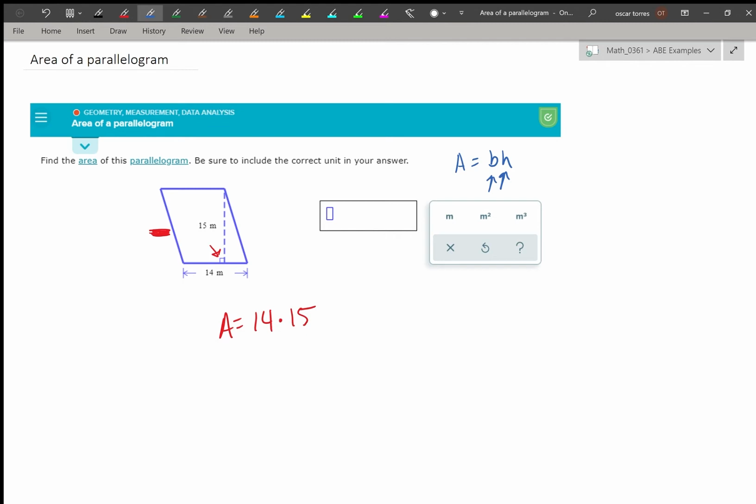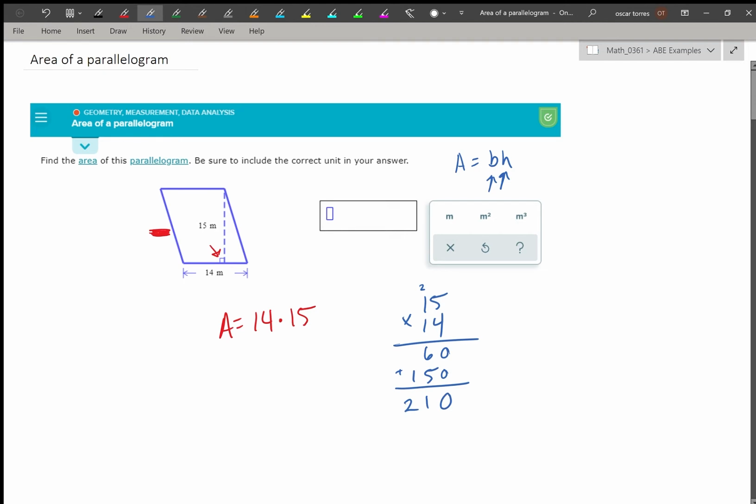This lesson does not allow you to use a calculator, so you do need to multiply the values. And if I do that, 4 times 5 will give me 20, 4 times 1 would give me 4, plus 2 is 6. So we get 60 when we multiply the first number. Then we put a 0 and we start with the 1. 1 times 5 gives me 5, and 1 times 1 gives me 1. We add these together to get my final answer of 210. So my area is equal to 210.